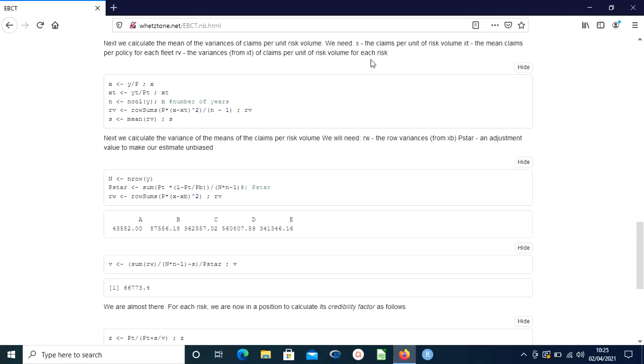So to do that, we needed X, which is the claims per unit of risk volume, XT, the mean claims per policy for each risk for each fleet, and RV, the row variances from XT, so it's the variances from the mean XT, means of claims per unit risk volume for each risk. So to calculate X, that was easy, that's just Y over P. To calculate XT, that was just YT over PT.